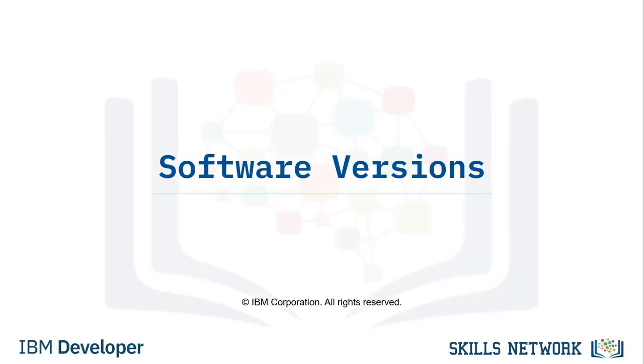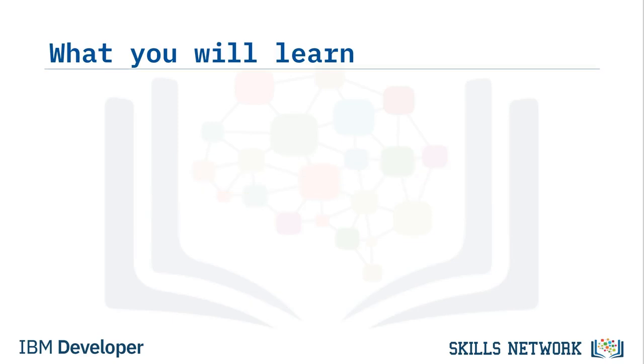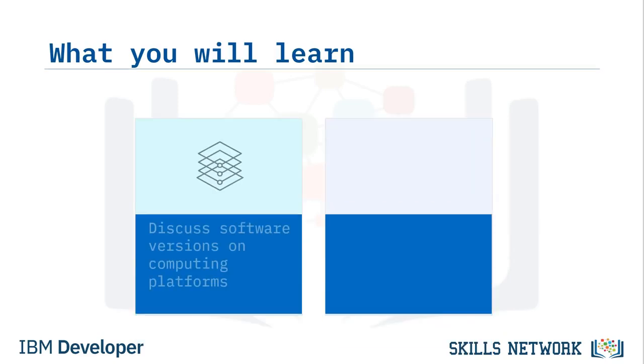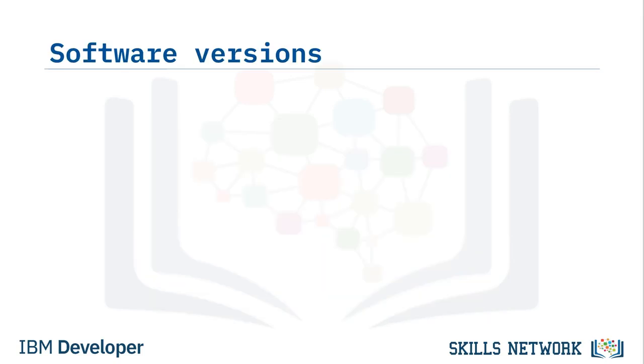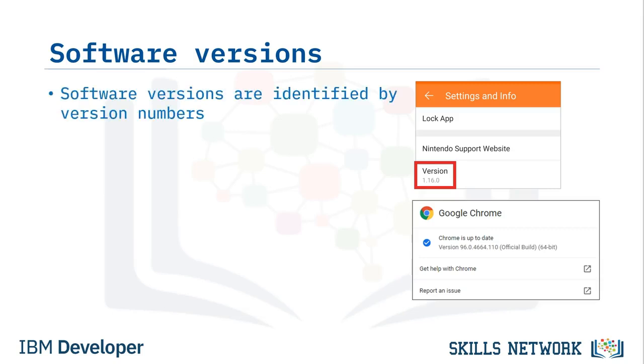Welcome to Software Versions. After watching this video, you will be able to discuss software versions on computing platforms and identify software versions and numbering. Software versions tell us a lot about programs and applications. Users can determine what software version they are using, and developers can provide useful information with version numbers.